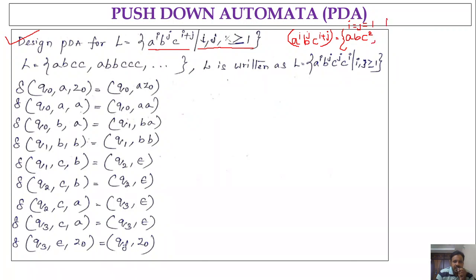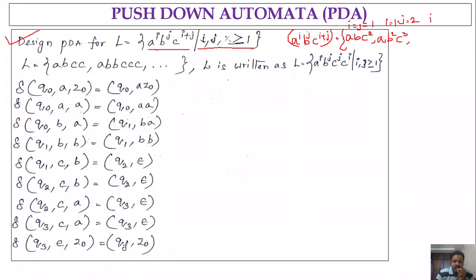Now you could take i value equal to 1, then you could take j value equal to 2, to obtain the next combination. So a power i means a power 1, so it is a only. b power j means b square, and c power i plus j is nothing but c cube. So a b b c c c. Okay, so this is another combination that we may get.